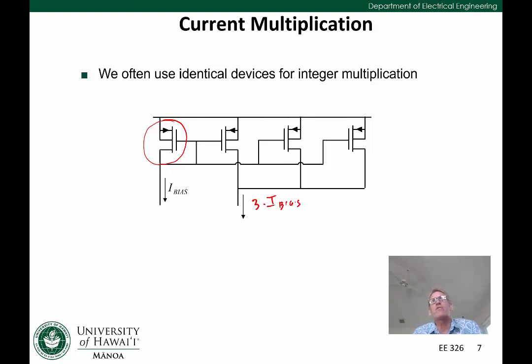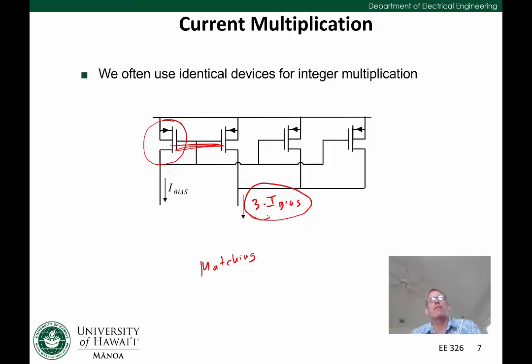And there are certain situations where this is a really clever thing to do. For one, this is better for matching, right? And why is that? Well, if these transistors are laid out as identical, then our matching is going to be better between them, and we're going to get closer to exactly 3I bias than if we laid out one bigger transistor with a longer W over L. So that's one reason you might want to do this integer sort of multiplication.